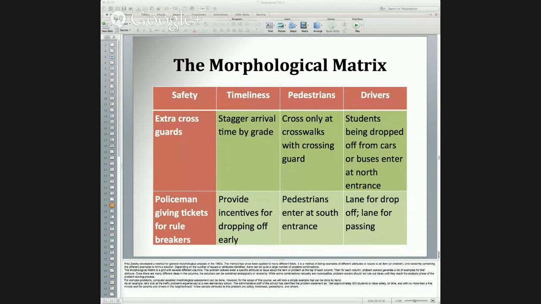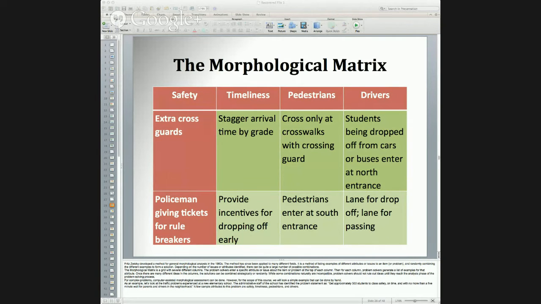The morphological matrix is a grid with several different columns. The problem solvers enter a specific attribute or issue about the item or problem at the top of each column. Then for each column, problem solvers generate a list of examples for that attribute. Once there are many different ideas in the columns, the solutions can be combined strategically or randomly. While some combinations naturally are incompatible, problem solvers should not rule out ideas until they reach the analysis phase of the problem-solving process.